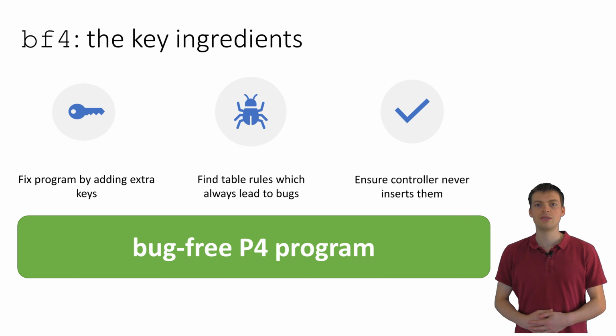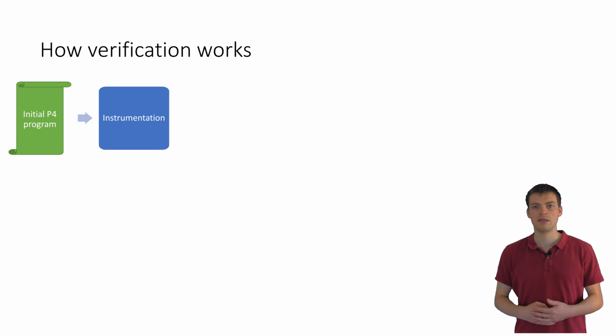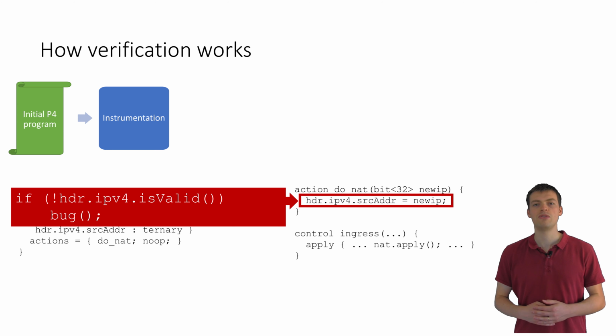These are the key ingredients to ensure bug-free P4 programs. I'll dive into each one of them, but for now, it is important to understand what are the high-level steps taken by verification tools and also by bf4. First of all, the program is instrumented. In our running example, we add this if statement before the possibly buggy instruction. Now, this if statement reads, if there is no IPv4 header, then transition to a buggy state and end the execution.